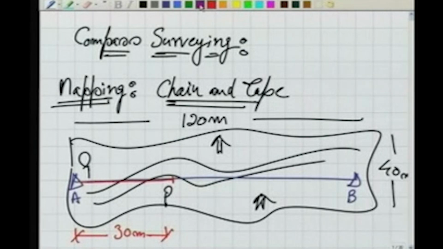So in order to do that, we need to do the ranging. Then later on, for each object, we start taking the offsets, and by taking these offsets of the objects from the survey line, we record the chainage. The chainage is the distance along the survey line, and the offset is the distance of the detail. So using this we can do the mapping, we can make the map, we can plot the map.